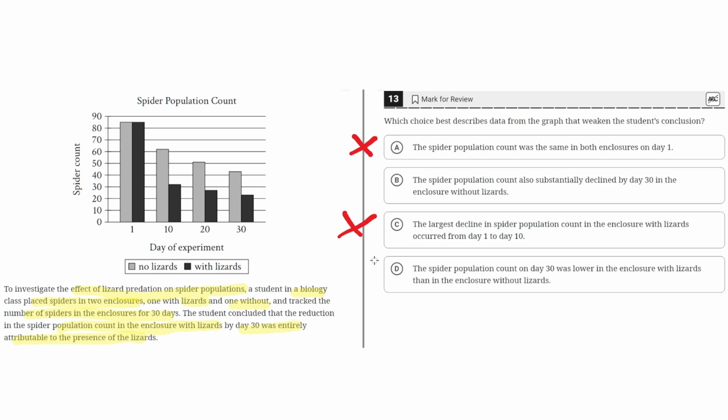But because this answer choice does not do that, we can eliminate answer choice D. And with that, we know that the correct answer is B.